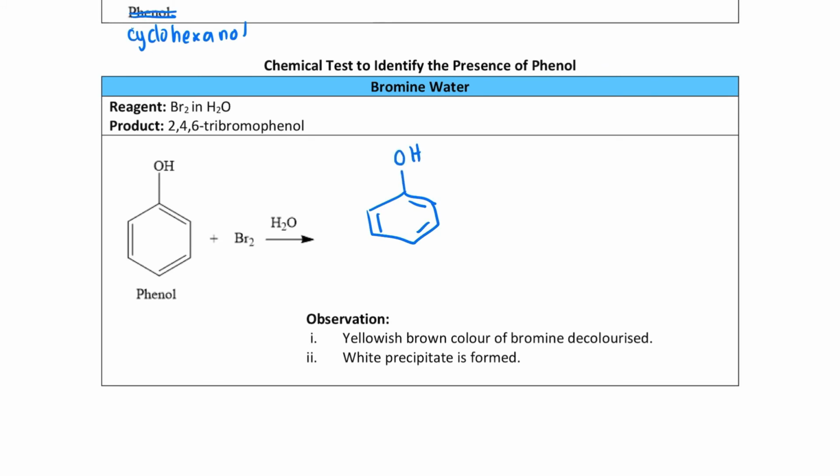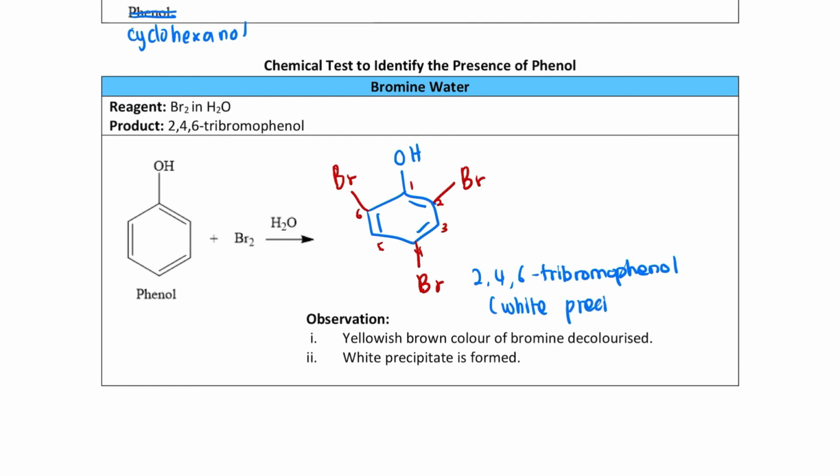Okay, and then kita ada 2,4,6 kan. So maksudnya ini carbon 1, ni carbon 2, 3, 4, 5, 6. So dia punya Br dia masuk dekat sini. Br dengan Br. Okay. Right, so inilah yang kita panggil 2,4,6-tribromophenol. And special sikit, this 2,4,6-tribromophenol dia adalah white precipitate. Okay, so kalau kamu nampak white precipitate bila kamu react bromine water dengan phenol, that is 2,4,6-tribromophenol.